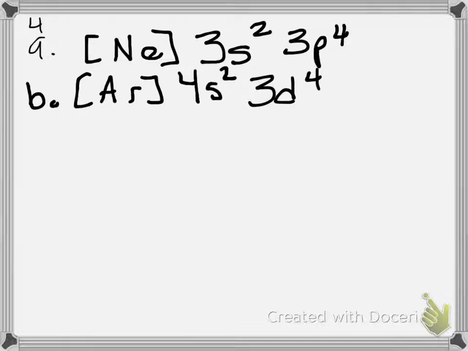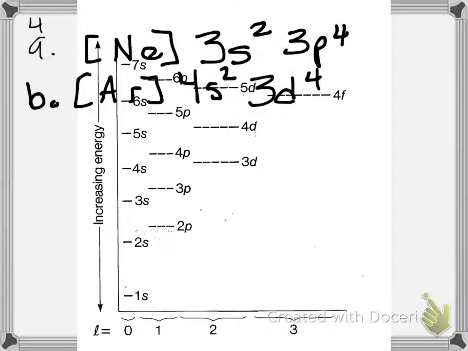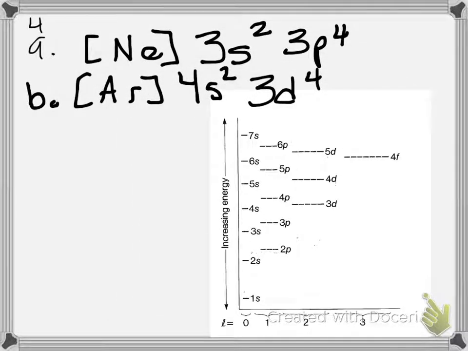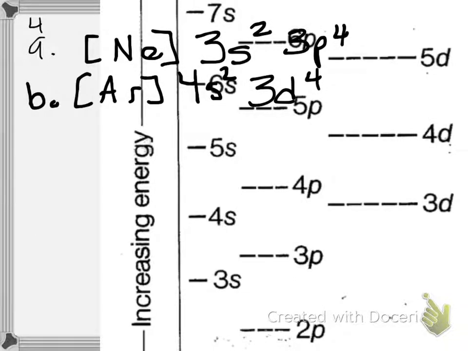So if we draw the picture of what this looks like, let me just import another photo for us. So here's our energy diagram. Actually, let's zoom in on the outer ones, 4s2, 3d4. Sorry for the clutter, but we have 4s2, 3d4, all right?